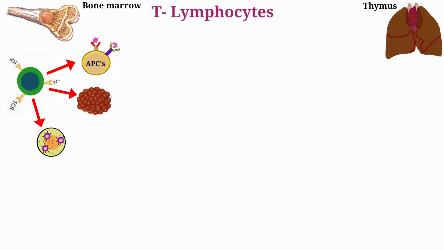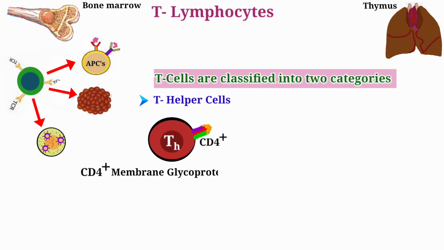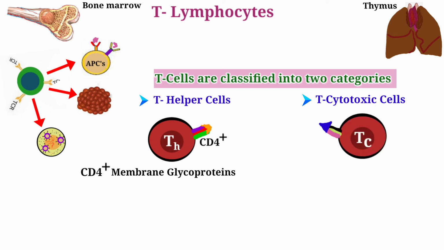T cells are classified into two categories. Number one, T helper cells or Th cells. Th cells carry CD4 positive membrane glycoproteins on their surfaces. Number two, T cytotoxic cells or Tc cells, that carry CD8 positive membrane glycoproteins on their surfaces.